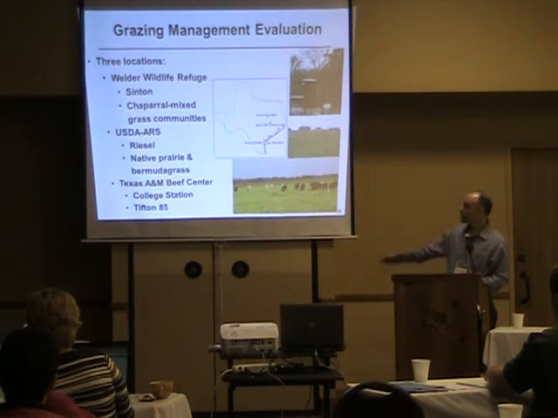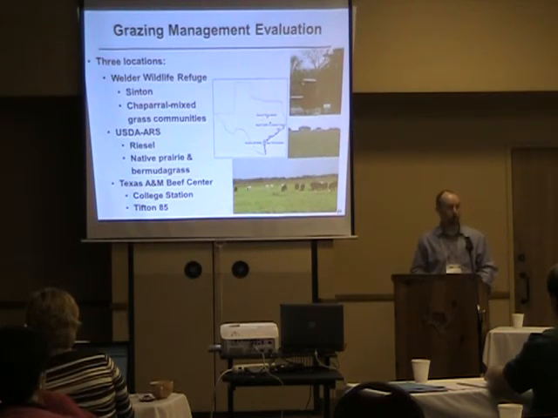The second site was at Riesel, which is up near Waco, and this included both a native prairie grass site and a Bermuda grass pasture or graze site. The prairie grass site is kind of unique in that the last time that it was grazed was at least early 1900s essentially, so it's not been grazed for a long time.